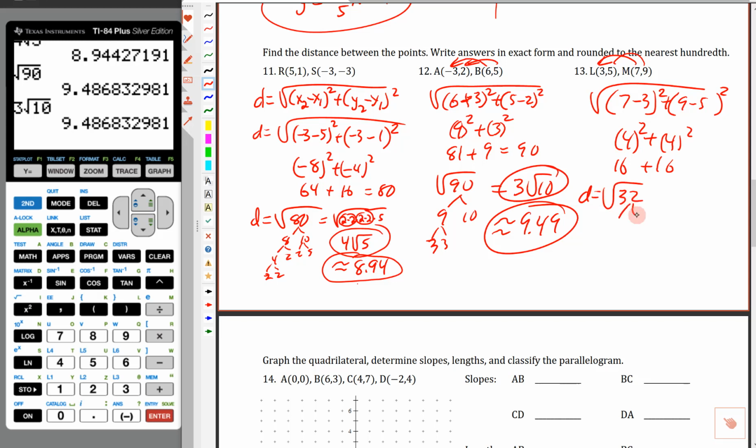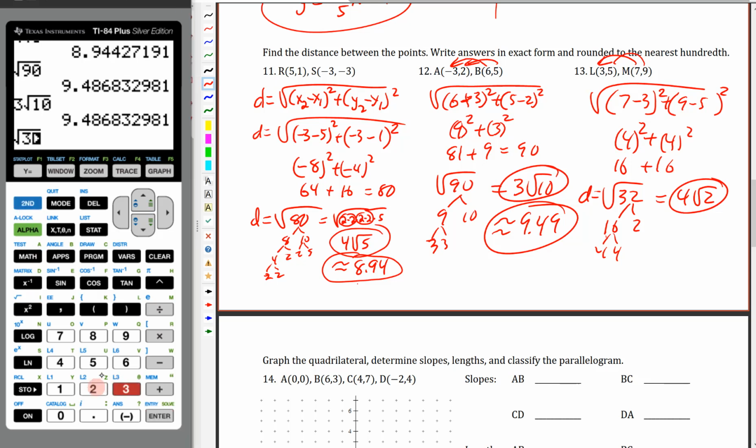Let's go ahead and simplify that. Quickest way to do this is if you recognize that this is 16 times 2, we've got a pair of 4s right here. So there's our pair that we can take out. So this is going to be 4 radical 2. Again, we think that's the right answer. Let's double check on the calculator.